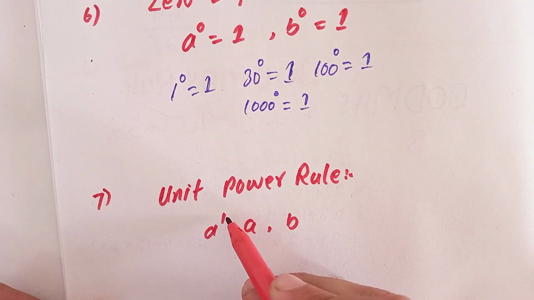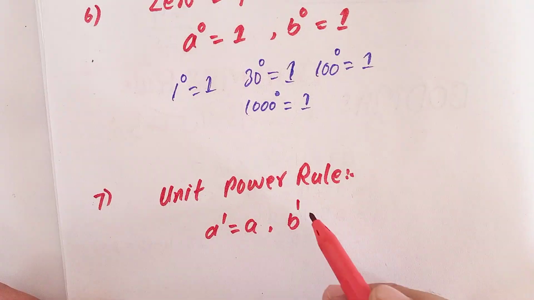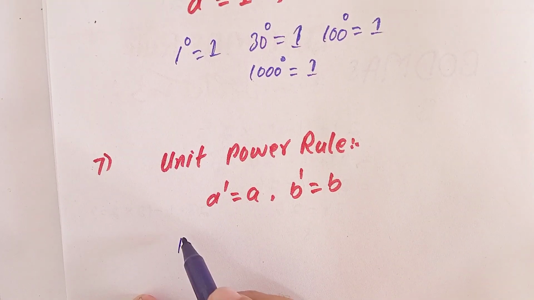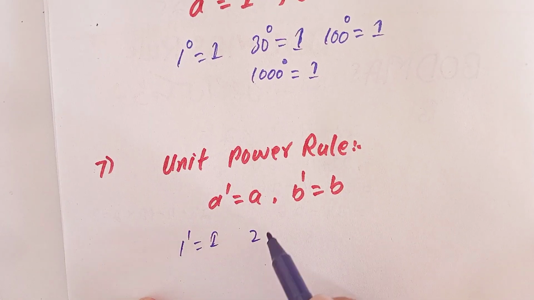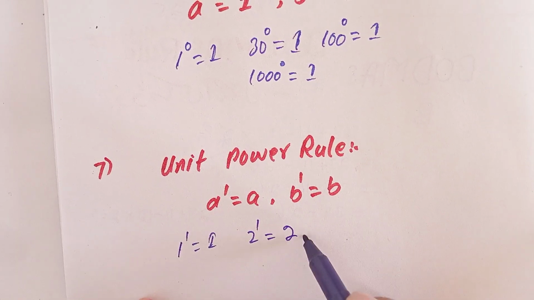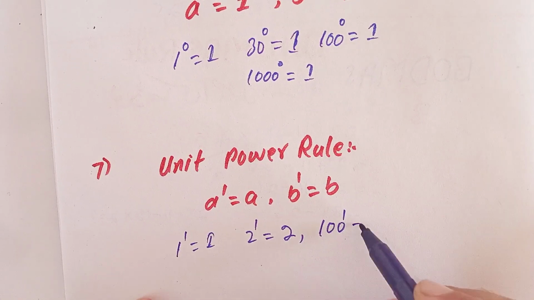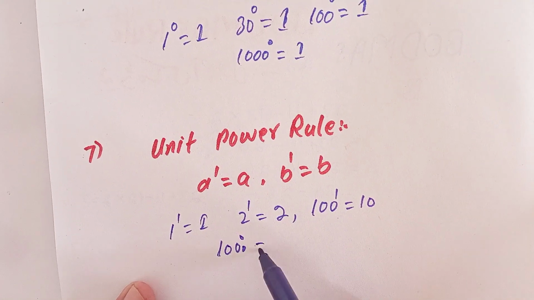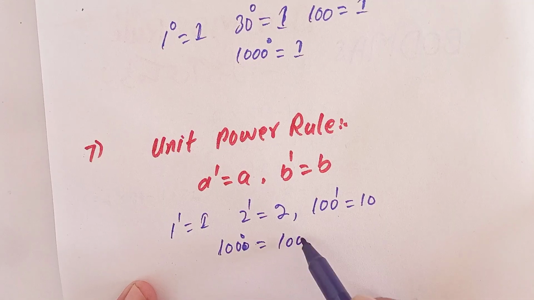Just like a raised to the power 1 is equal to a, b raised to the power 1 is equal to b. In the same way, 1 raised to the power 1 is equal to 1, 2 raised to the power 1 is equal to 2, 100 raised to the power 1 is equal to 100, and 1000 raised to the power 1 is equal to 1000.